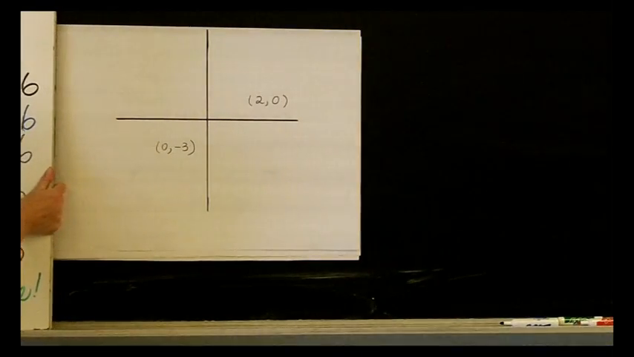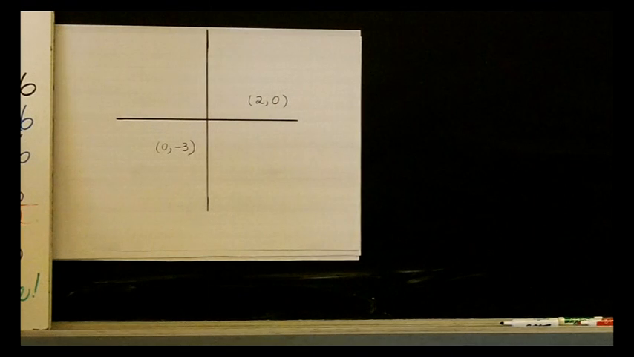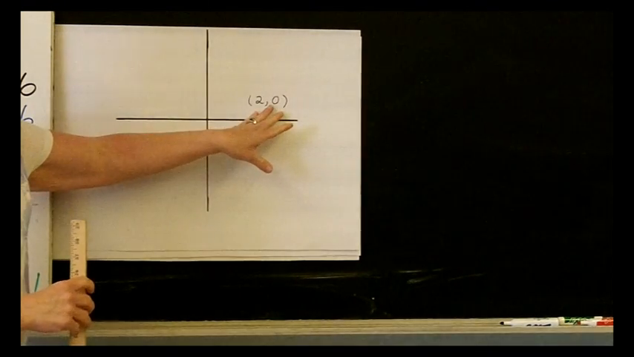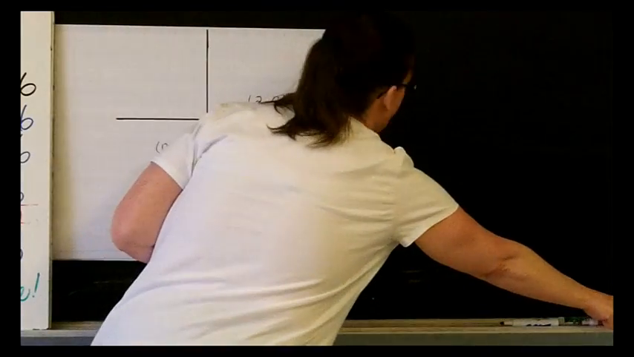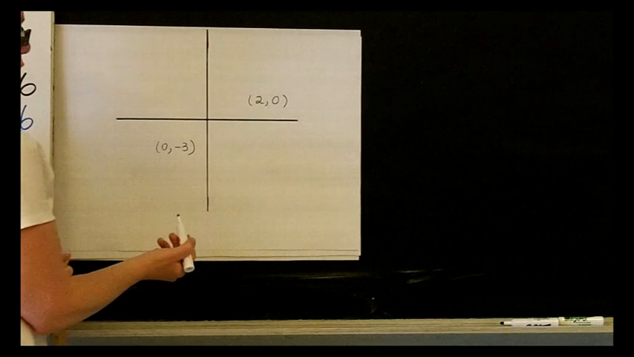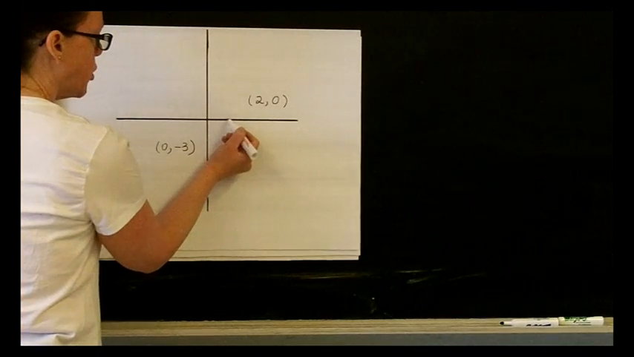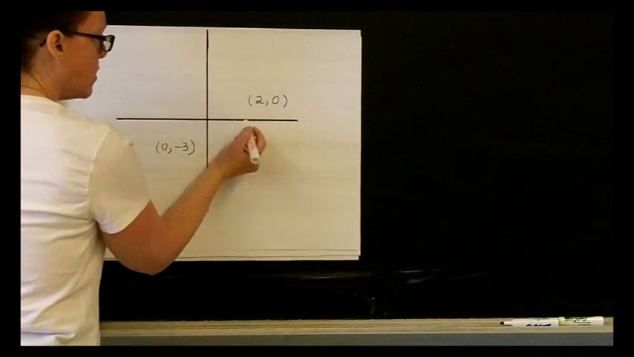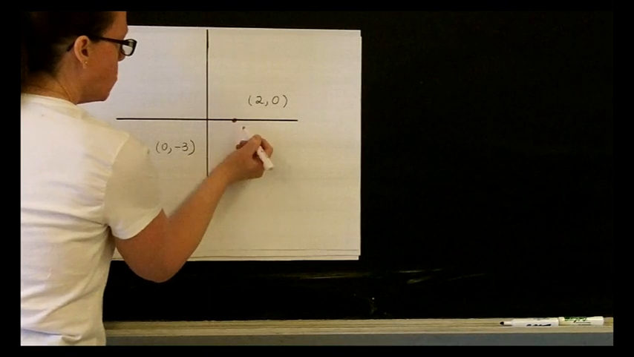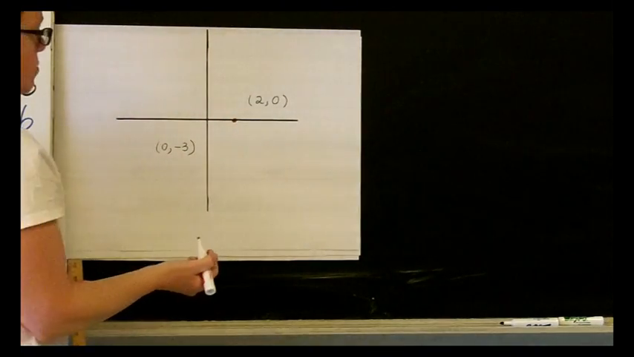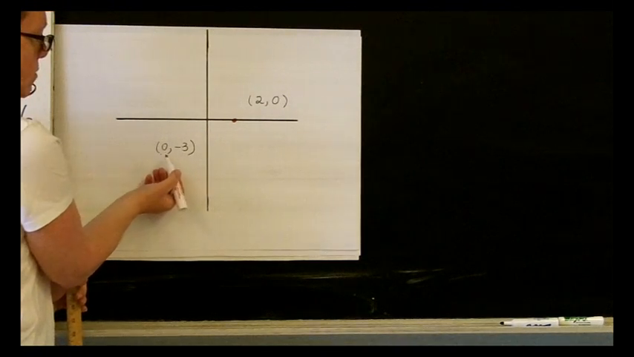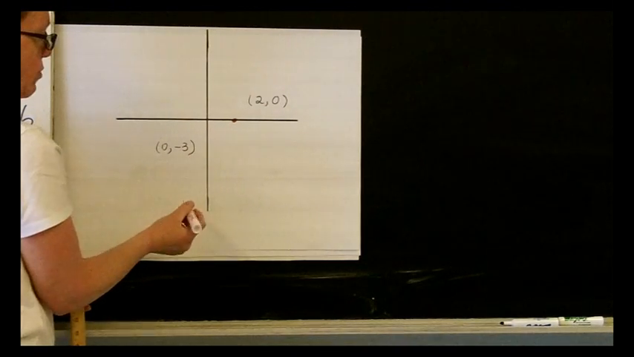Here I set up some graph paper. We have our 4 quadrants, and just to make it easier, I label the points that we are going to have to graph. We need point 2, 0, so we're going to move over 2, and since the y is 0, we stay right here, so my point is on the x-axis, that's why it's the x-intercept, and the y-intercept is at point 0, -3.